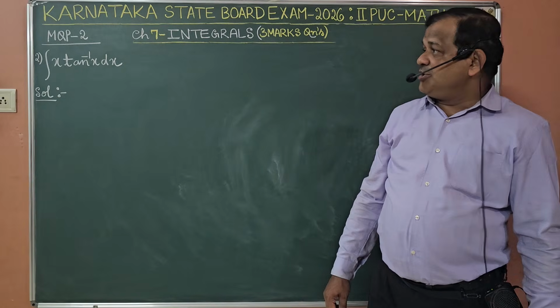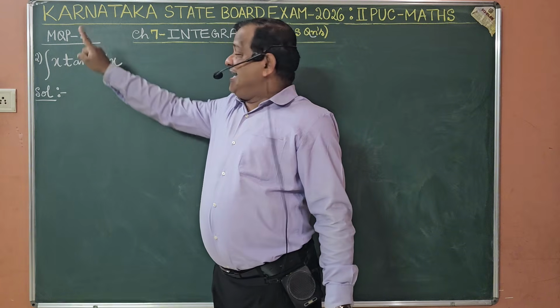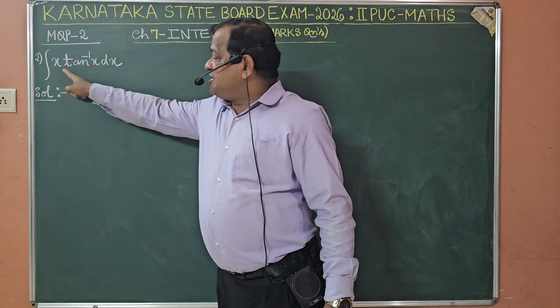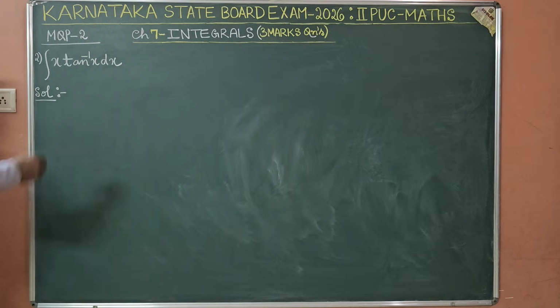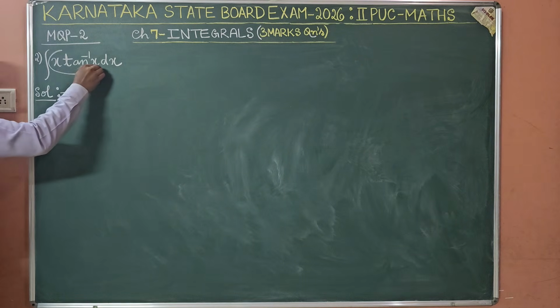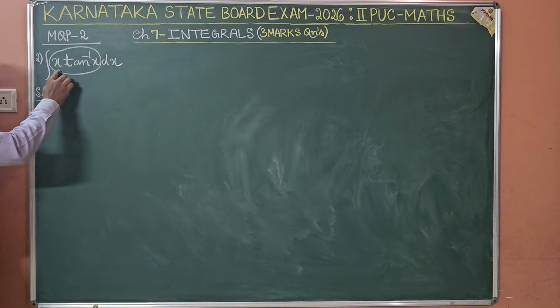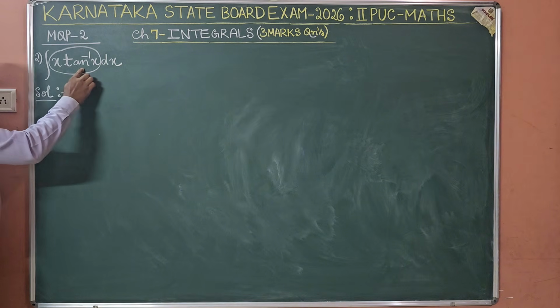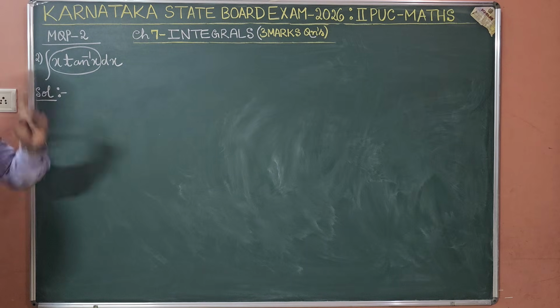Here is the second question, 3 marks from the model question paper. Integration of x into tan inverse x dx. The moment you see this question, the integrand is a product of 2 functions, x and tan inverse x. So we have to apply the integration by parts rule.